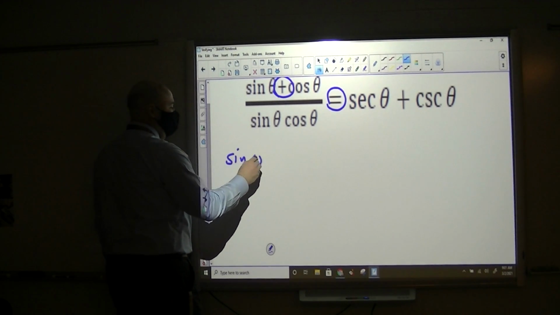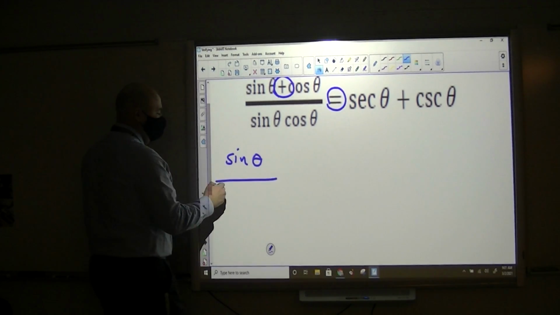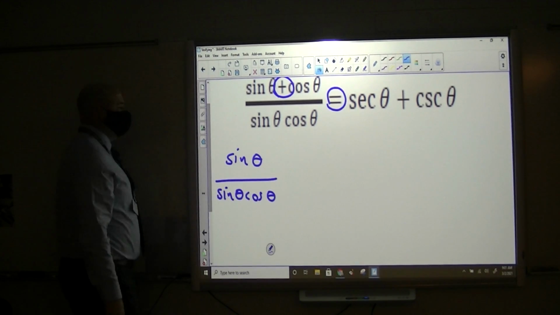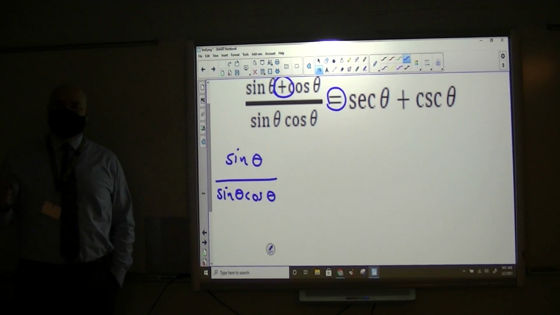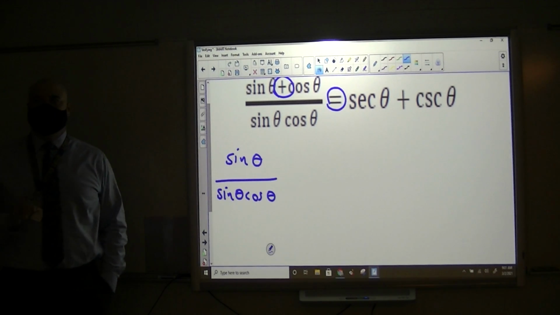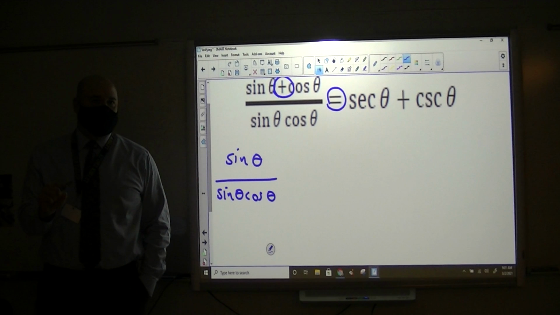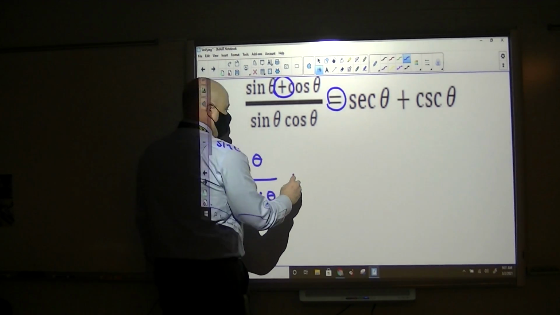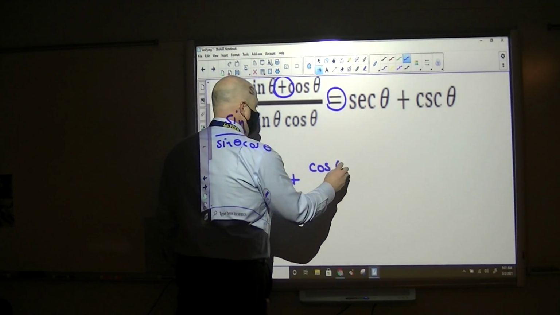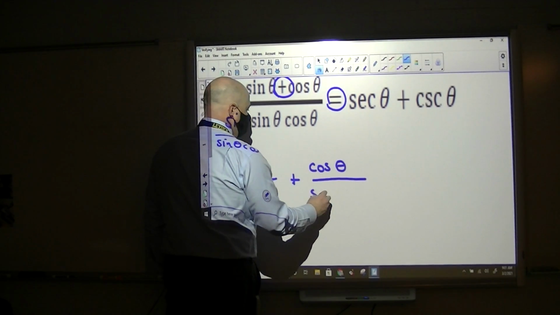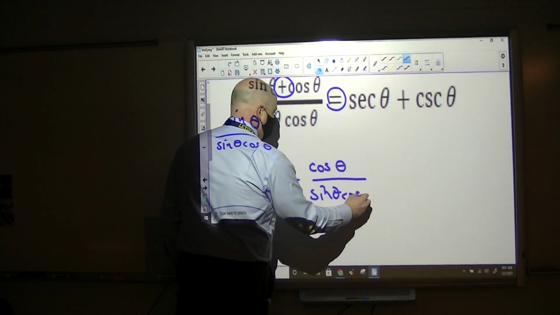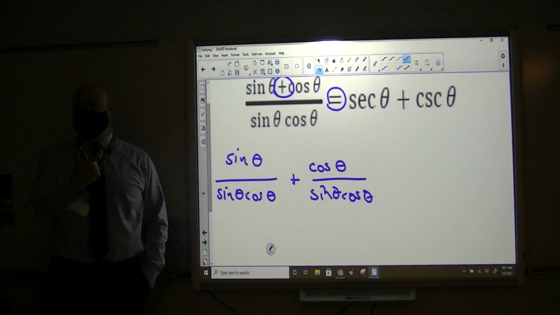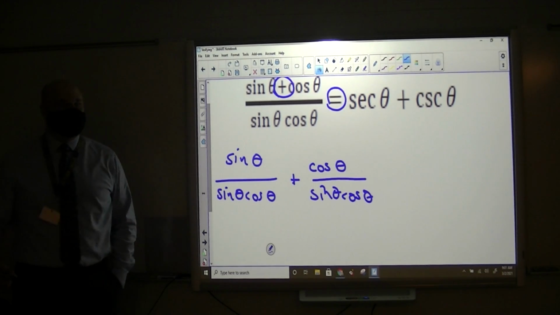We're going to put sine theta over here. Now, sine theta goes over this denominator. So, I do not split up the denominator. I keep the denominator as is, plus cosine theta over that denominator. Even though the denominator has 2 parts, it stays the same in both fractions.